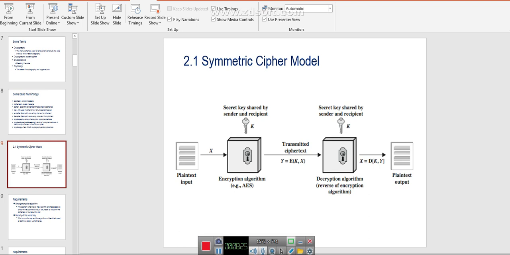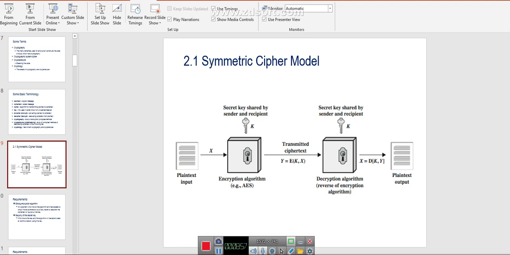Then this encryption algorithm makes use of a secret key that is usually shared by the sender and the recipient, which we're going to refer to as K. Once the plain text is manipulated through the use of an encryption algorithm and a key, we get what we call a ciphertext.